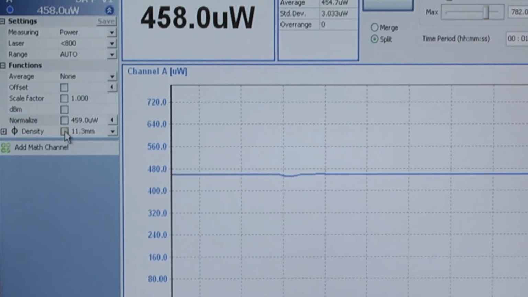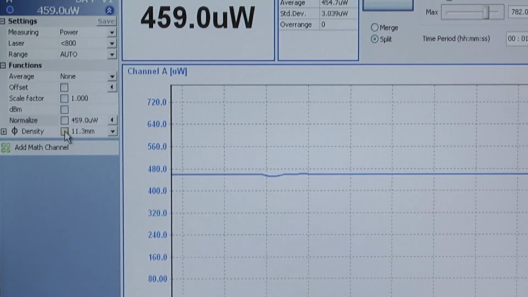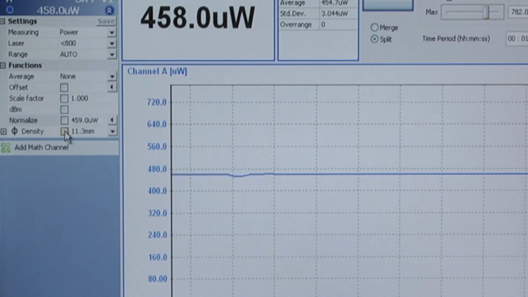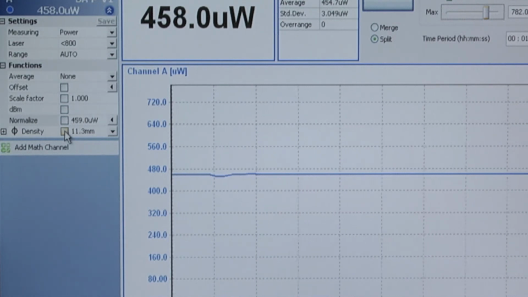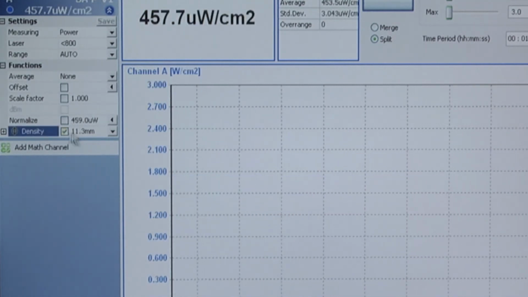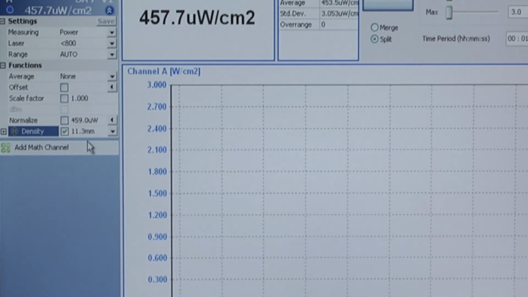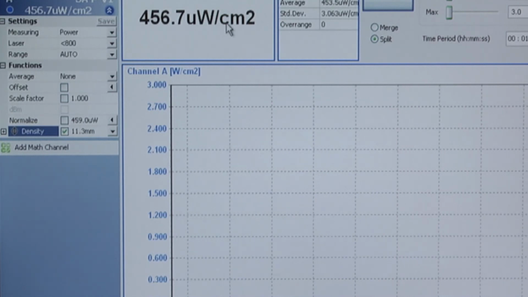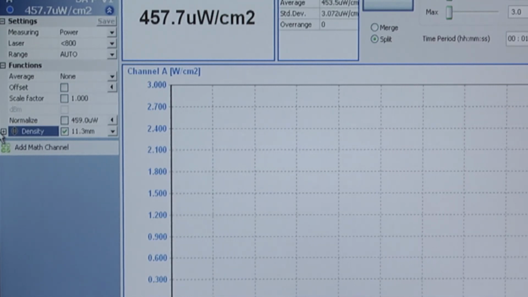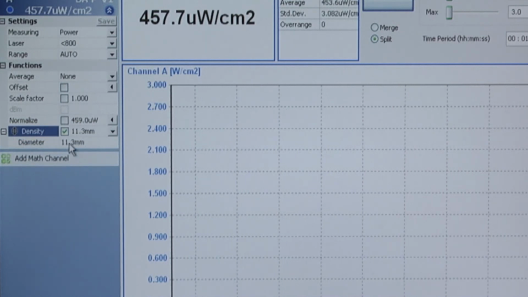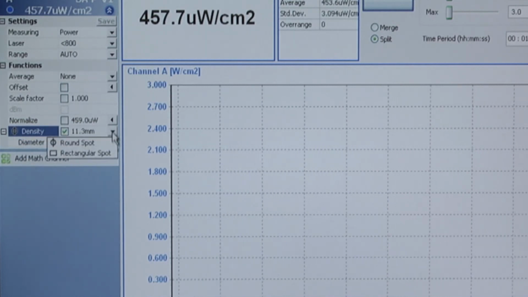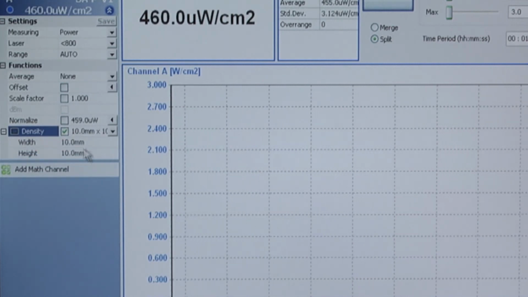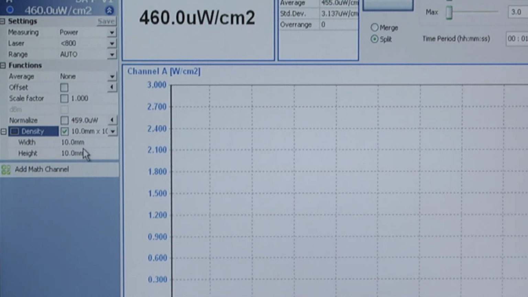Density would be selected if we need to measure not the absolute power in units of microwatts, but rather the power density in units, for example, of microwatts per square centimeter. When we select density, we then have to manually enter the spot diameter, and we get the power displayed as power density, microwatts per square centimeter. Here is where we would manually enter the number. And if we have a rectangular spot rather than a round spot, then we're prompted to enter the height and the width rather than the diameter.